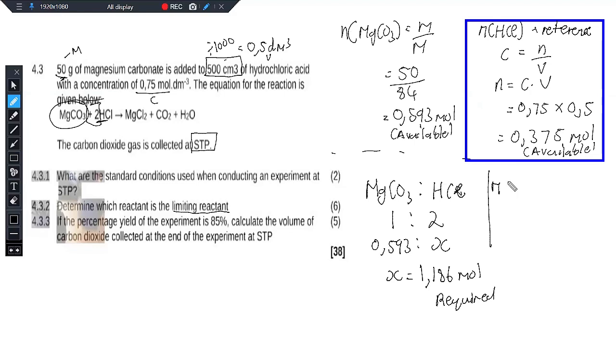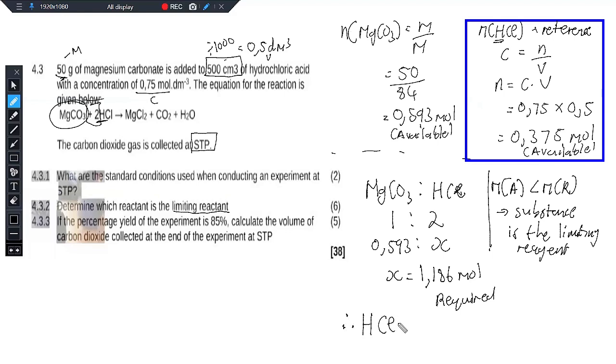So we know that every time the number of moles available is less than the number of moles required, we say that particular substance is limiting. So that means the substance is the limiting reagent. Because now we require more than what is available, that means our hydrochloric acid here will be the limiting reagent. It will be the substance that will be used up first in a chemical reaction, or that will be used up completely. So in other words, we can conclude, therefore, hydrochloric acid is the limiting reagent.